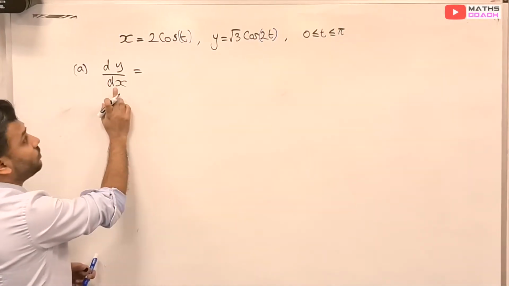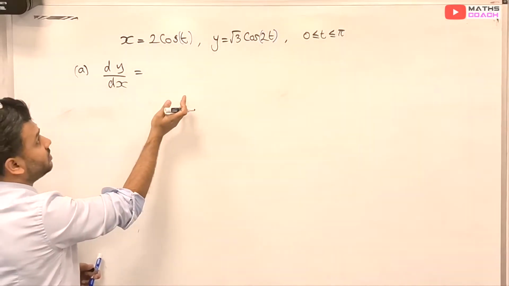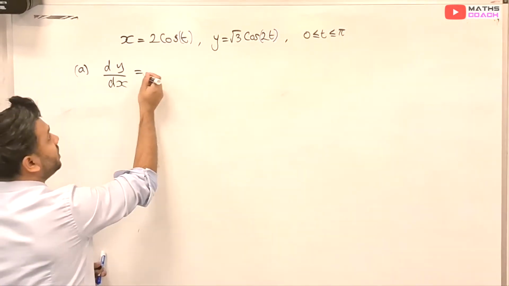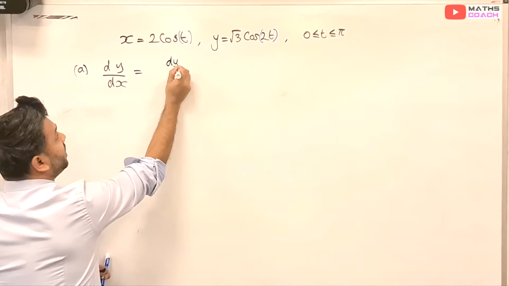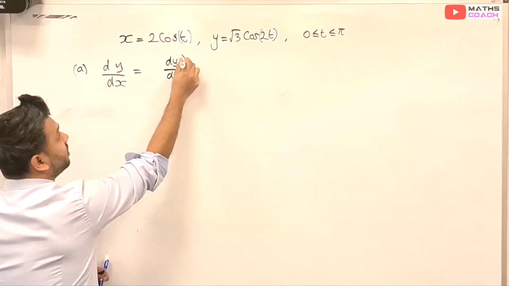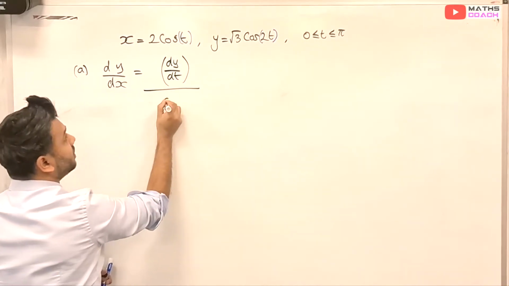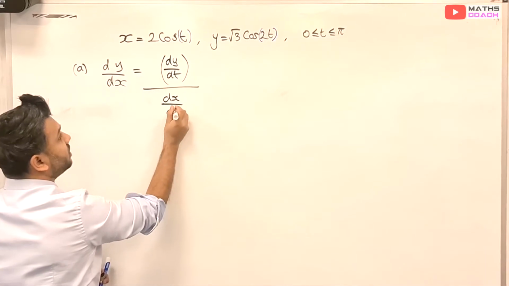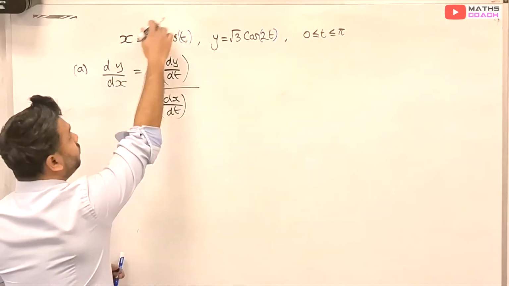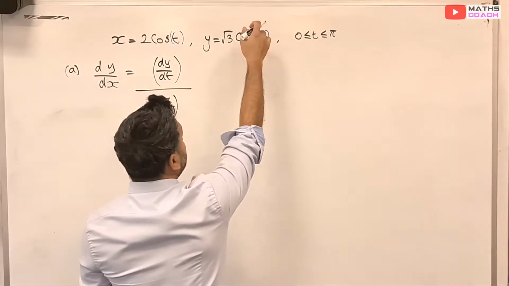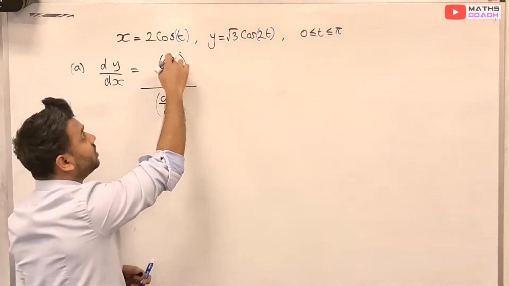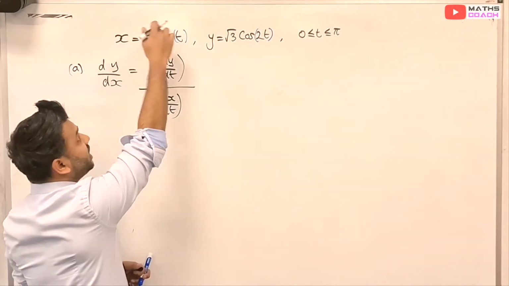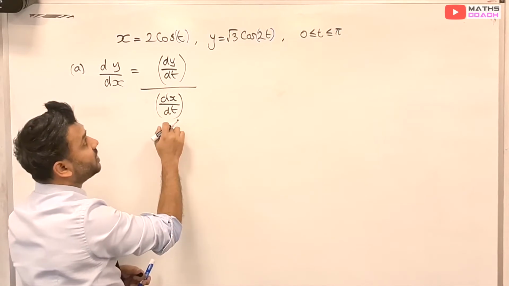Now, the formula for dy/dx in terms of parametric differentiation is equal to dy by dt over dx by dt. In other words, you differentiate the y with respect to t, that becomes the numerator of the fraction, and you differentiate the x with respect to t, and that goes on the denominator.